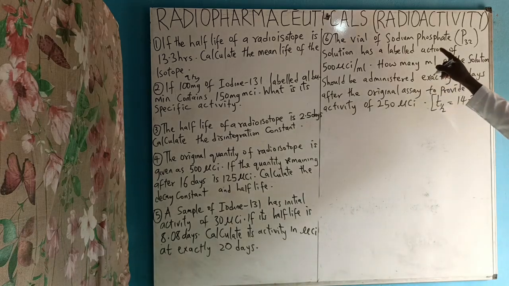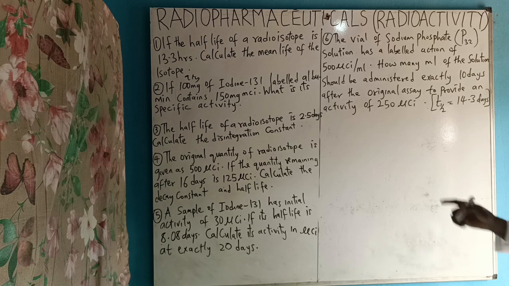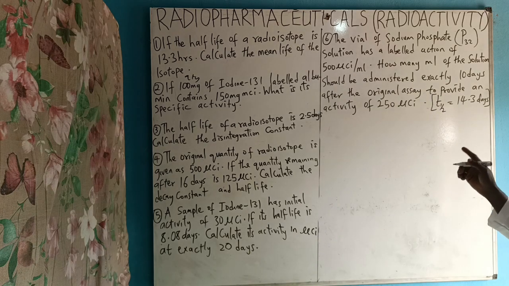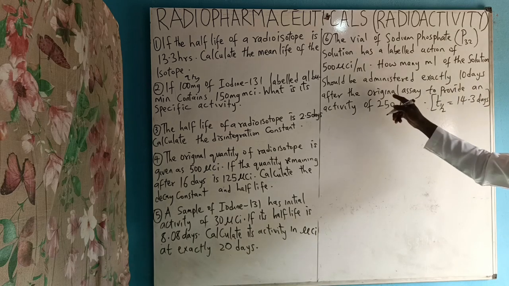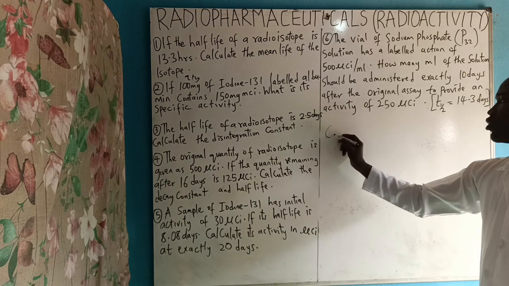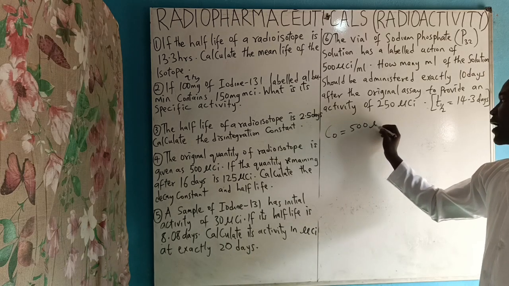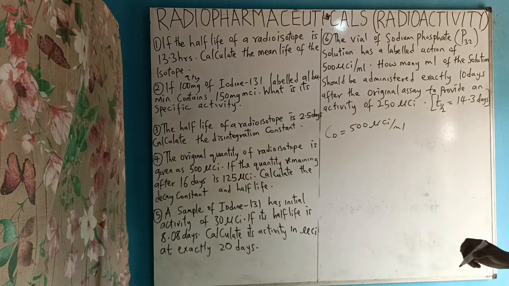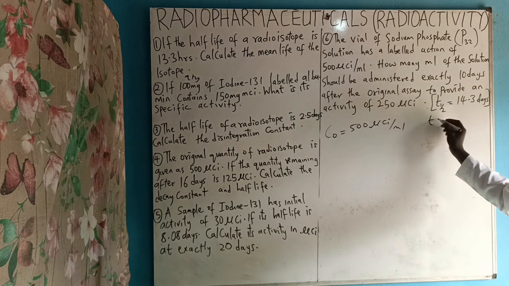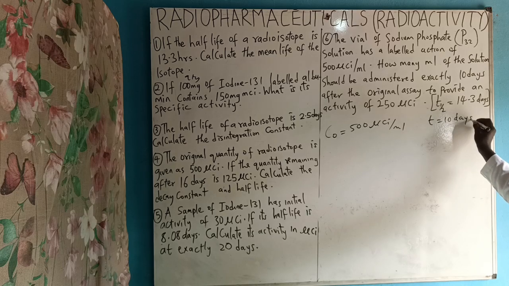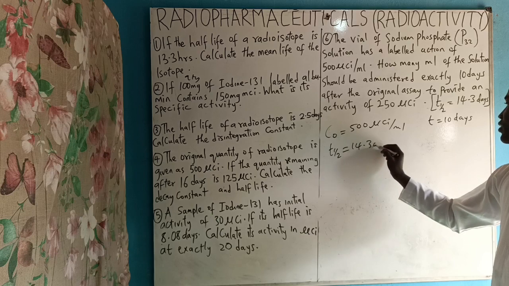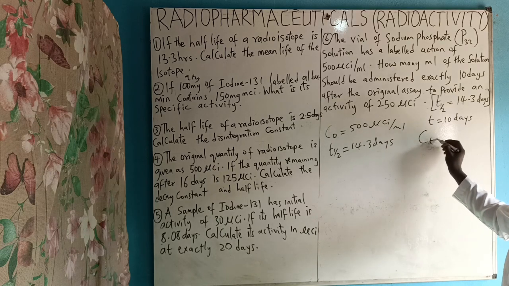The vial of sodium phosphate solution has a labeled activity of this. How many ml of the solution should be administered exactly 10 days after the original assay to provide an activity of this? Okay, your C0 is equal to 500 microcurie per ml. Now, your small t is 10 days. And your half-life is what? 14.3 days.